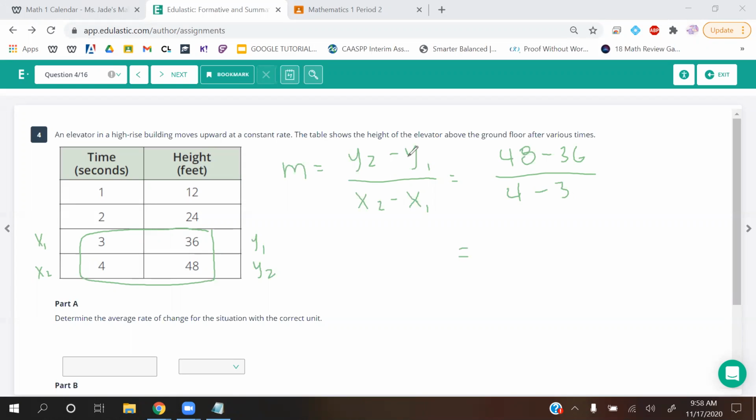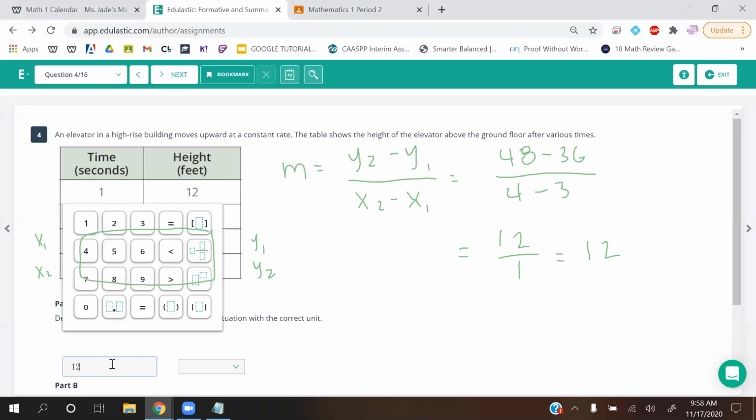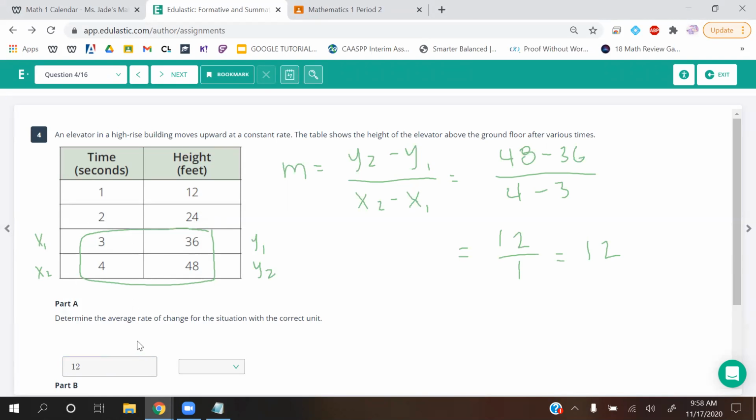So 48 minus 36 is 12. 4 minus 3 is 1. So 12 divided by 1 is 12. So our average rate of change is 12. So I'm going to go enter that in over here. 12. But 12 what? What are we even talking about?